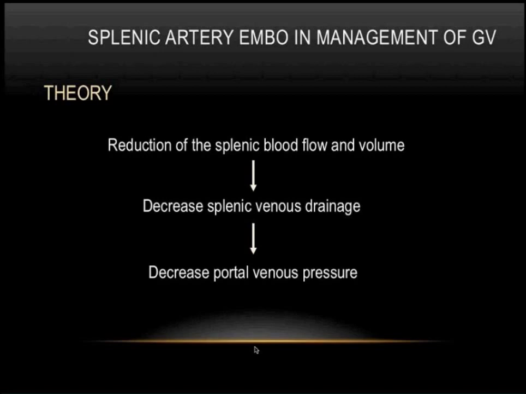The spleen itself contributes about 30-40% of the portal flow. So if you decrease the spleen volume by about 50-60%, you are decreasing the portal pressure by about 30%. Let's say a patient has 18 millimeters of mercury as a gradient. If you embolize 50 to 60% of the spleen, you're going to decrease it by 30%, so about 5-6 millimeters of mercury. So you're going to convert a patient with decompensated portal hypertension to compensated portal hypertension. If you convert that patient to a gradient less than 12, then the patient is not going to bleed, because the data shows that with a gradient less than 12, there is a low chance of bleeding.